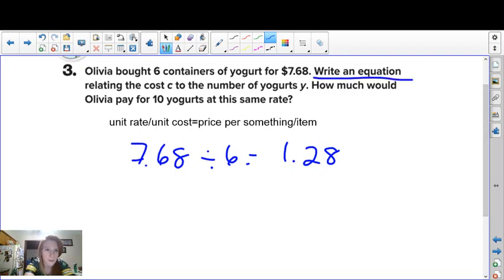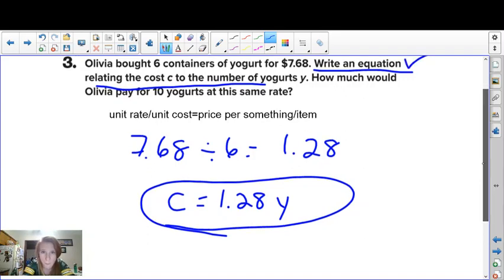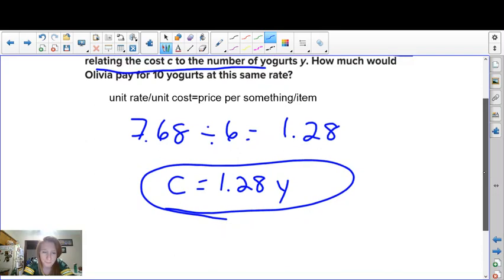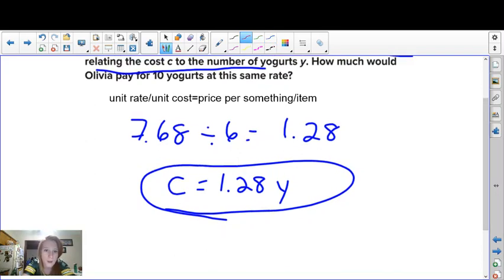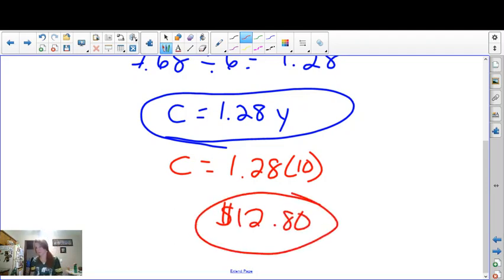So now I can go to this part where it says write an equation relating the cost C to the number of yogurts Y. So the cost is going to be equal to $1.28 per each yogurt I decide to buy. Done. Now it asks how much would she pay for 10 yogurts at the same price. So I'm going to take 1.28 times 10, since Y represents the amount of yogurt cups I'm buying. And $1.28 times 10 gives me $12.80. So that was a 2-point question.